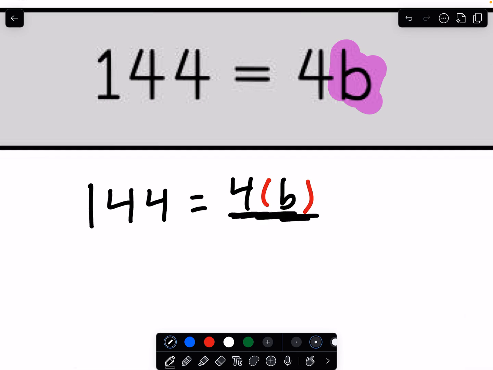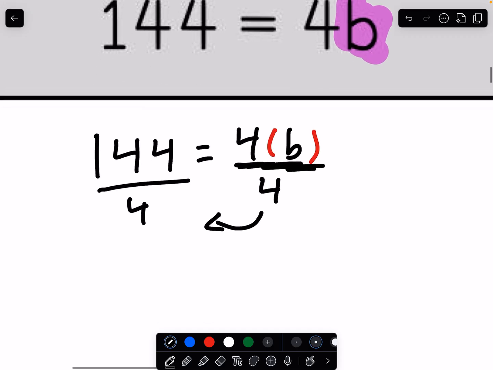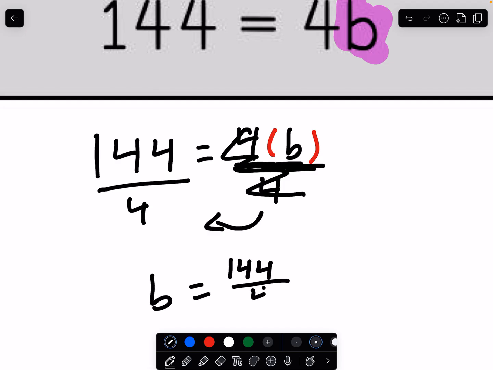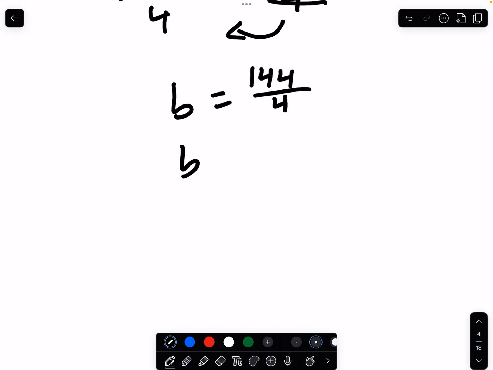Think to yourself for a second. To get rid of that 4, we are going to divide by 4. Hopefully that's not too crazy. Whatever I do to my right, I also need to do to my left. I do some crossing out. I get B equals whatever 144 divided by 4 is. If I don't know that, I use a calculator. I'm pulling it up.